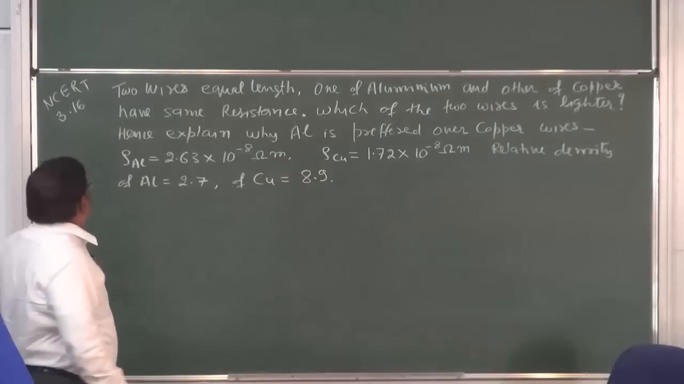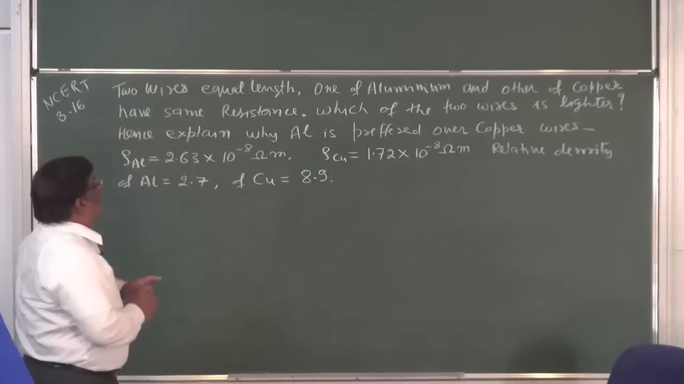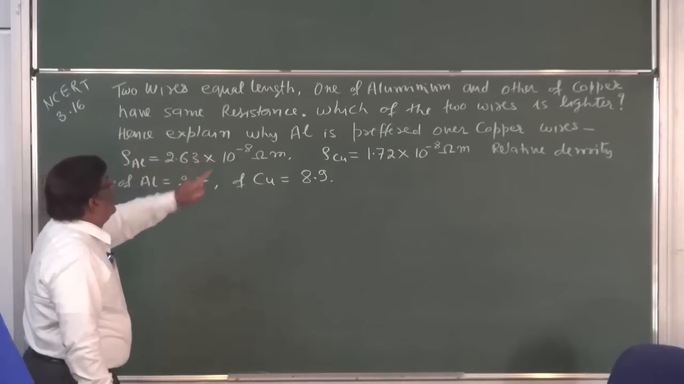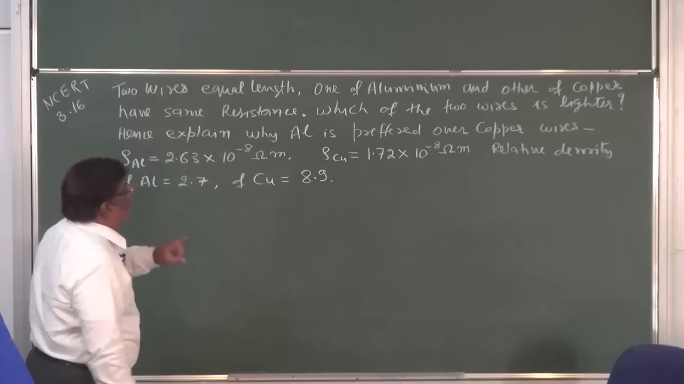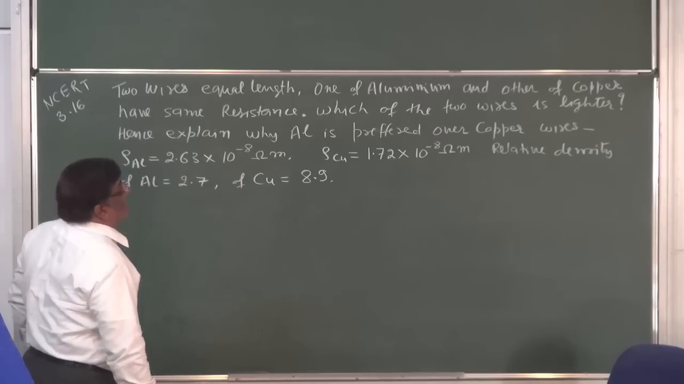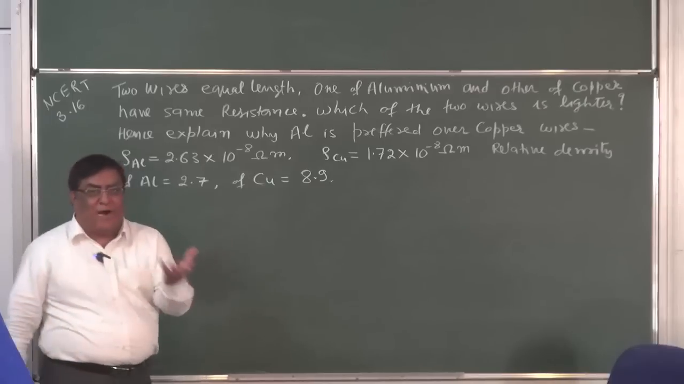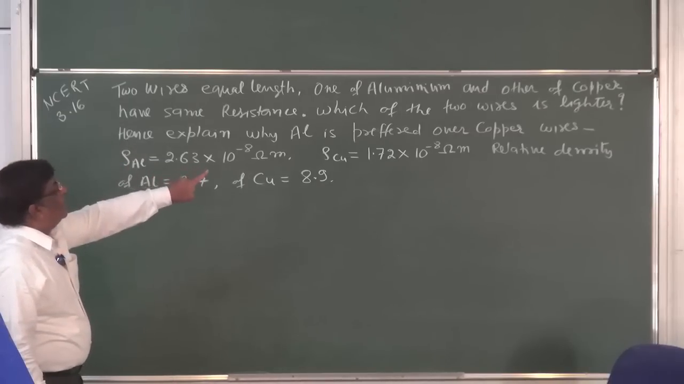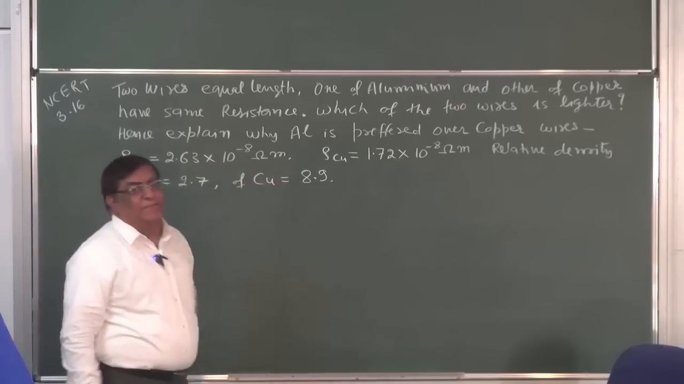So, two wires of equal length, one aluminium and the other copper, have the same resistance. Both have the same resistance R. Which of the two wires is lighter? Lighter means by mass, which is lighter. Hence explain why aluminium is preferred over copper wires.